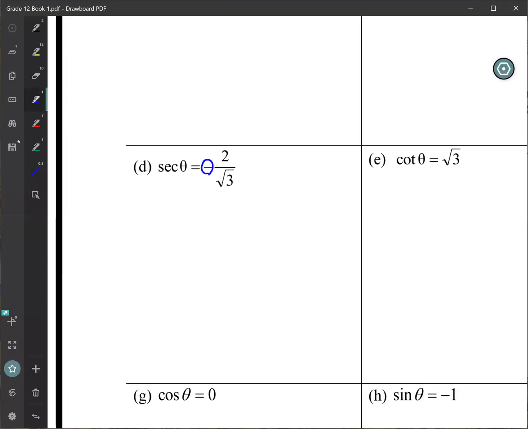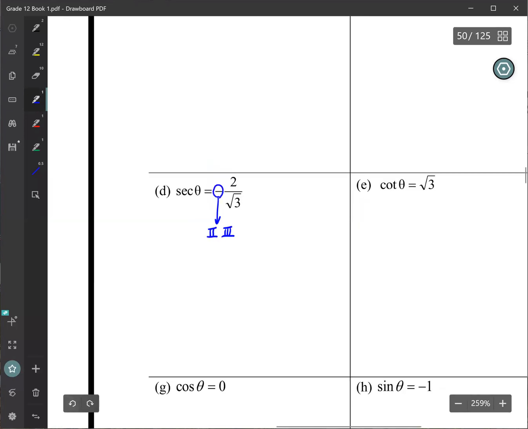So having a secant negative tells us which quadrant. Where is secant negative? Think about it. Cindy? Quadrant 2 and 3. Yes, very good. You think about cosine, right? Secant and cosine share the same sign. So cosine negative is 2 and 3, so secant will also be 2 and 3. That's your step one: you check the sign, then you figure out the quadrant.